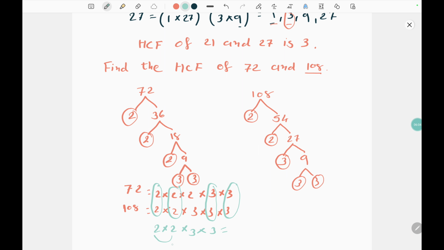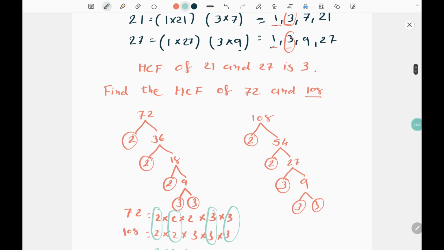So 2 times 2 is 4, 4 times 3 is 12, 12 times 3 is 36. So 36 is the highest common factor of 72 and 108. So this is another way to find the highest common factor, and if the numbers are big values, then this method is easier. If the numbers are small values, then it is okay, you can make the factor pairs and find the highest common factor.